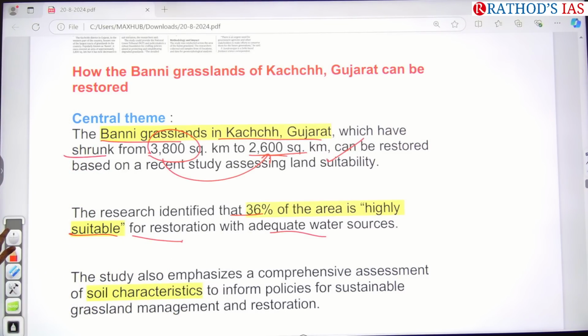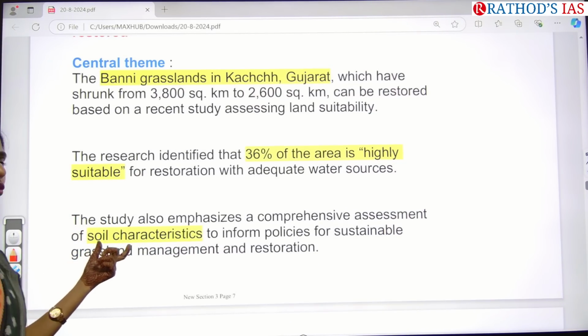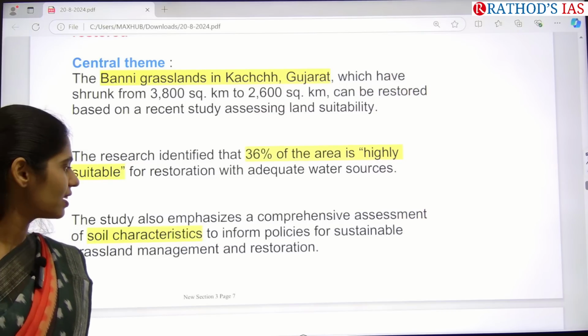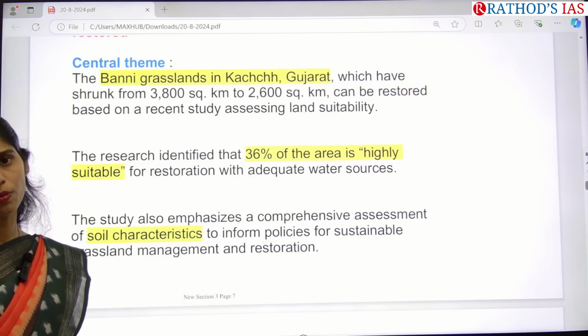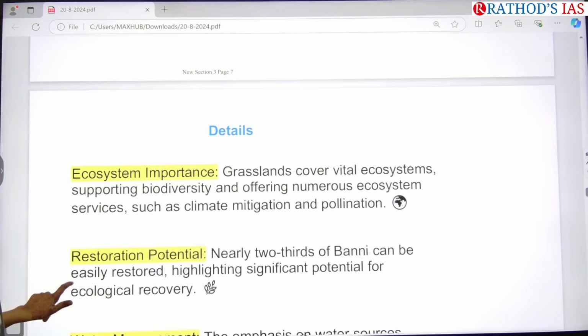And the study is also saying that we have to study even soil characteristics. So based on that, we can go for sustainable management of these grasslands, as well as proper restoration of these grasslands. Okay, now let us see the details.